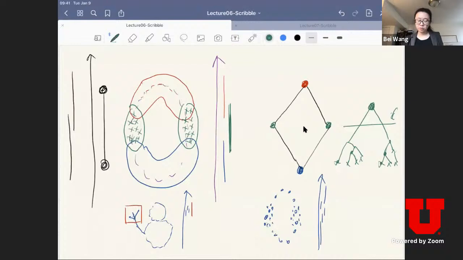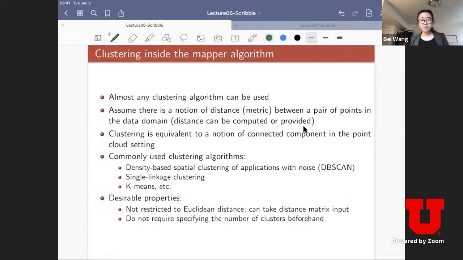So depending on which clustering algorithm you use, you are going to get slightly different results, but the framework is very flexible in the sense that almost all clustering algorithms can be applied. The second thing is that, assuming there's a notion of distance between pairs of points, you can either provide the pairwise distances or compute them. And of course, the pairwise distances between the points do not have to be Euclidean, right? Like I said before, it can be edit distance. As long as it's a distance metric, it's fine.